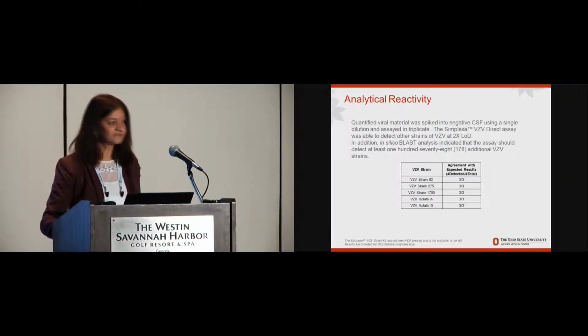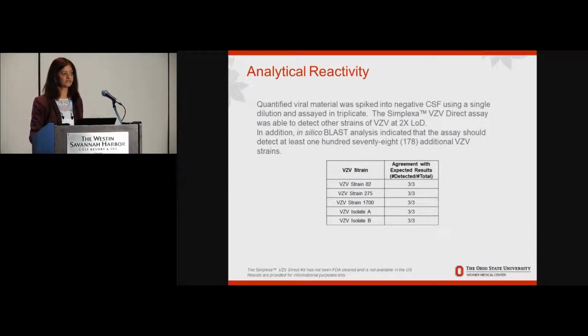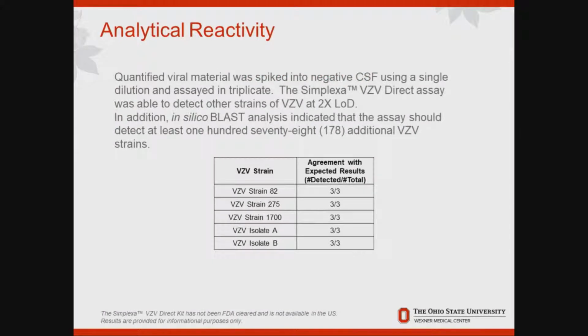The analytical reactivity was also checked against different strains of VZV virus. As you know, VZV virus can have many different strains. There are also different genotypes and so on. In this case, the Simplexa assay utilized a 2 times LOD, was spiked with these different strains of VZV, and they were run in triplicates. Looking at these different strains shown on the table, you can see that these were detected very nicely at the 2 times limit of detection by the Simplexa assay.